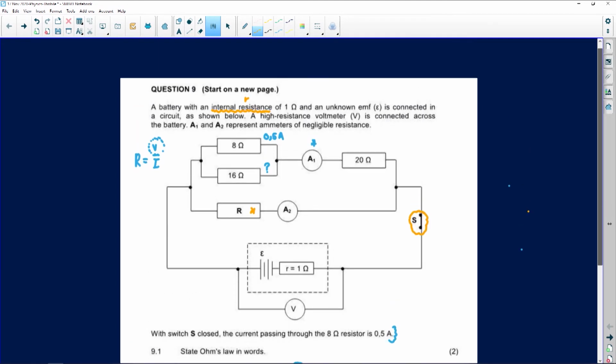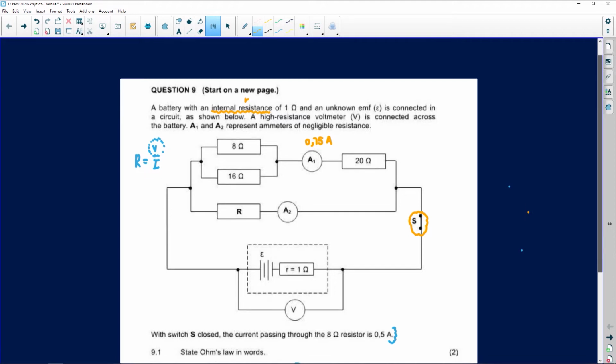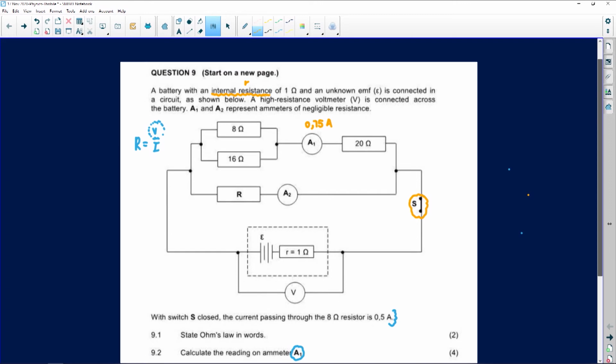Before we start reading or answering, I want us to delegate. Let's find out, what do we know now? We just found out that the reading of A1 will be 0.75. How did we find 0.75? We took the total current at A and 16, added it together. It's the same current that will pass at A1. Now the question asks that we need to find the reading on A2.